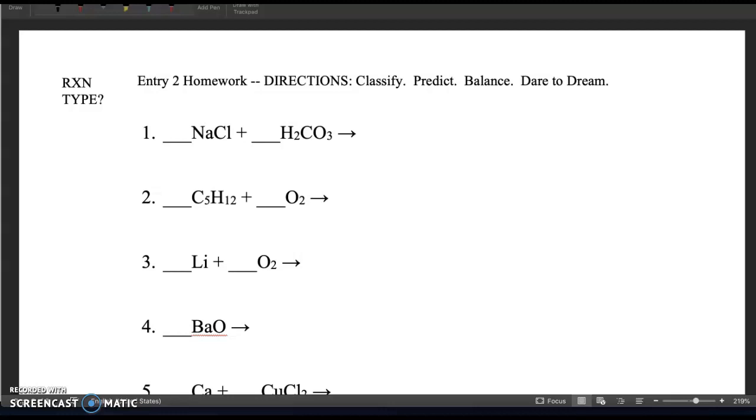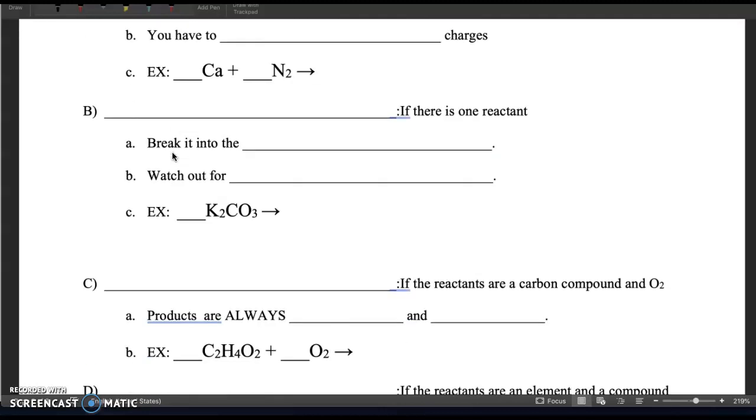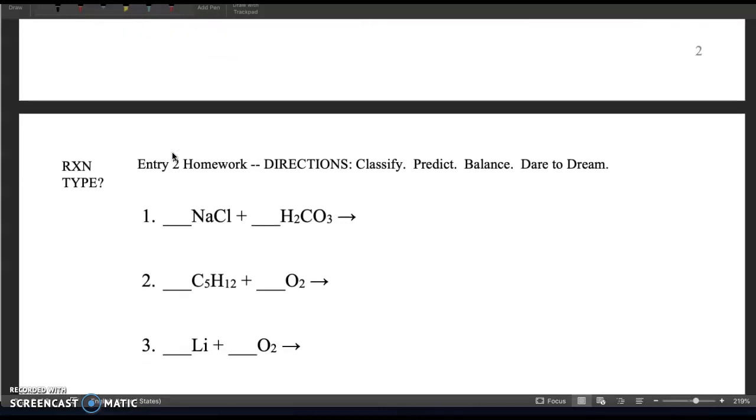All right, guys, we're going to talk through the entry 2 predicting product homework, which is on the bottom of the notes. So these are your blank notes here. The key is online. There's a video lecture. Hopefully you've watched that already.